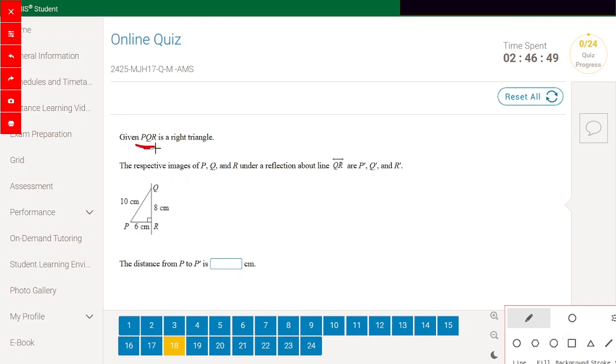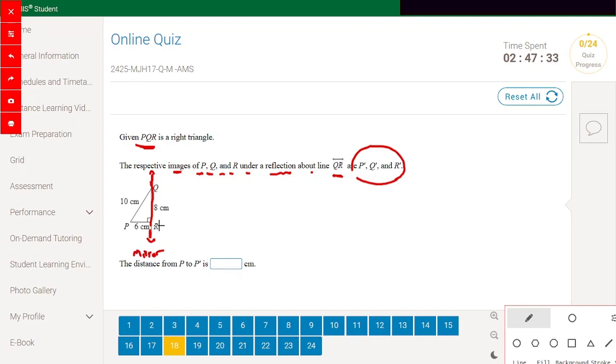Given BQR is a right triangle, okay? The respective images of B, Q, and R under a reflection about line QR. So this line is the reflection. Okay, B', Q', R'. So we need to draw the respective images of B, Q, and R, and this is the reflection line. We will reflect about line QR. So line QR is like a mirror. This is a mirror.